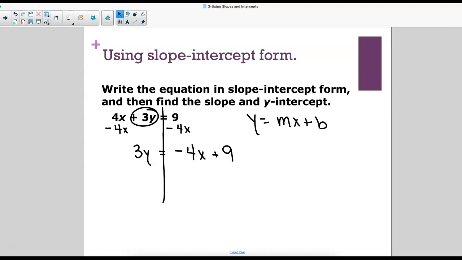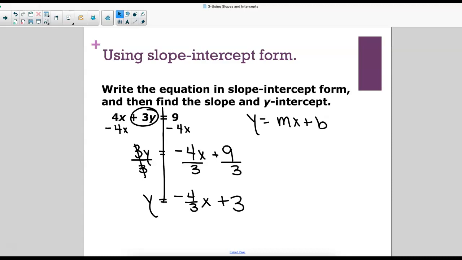Question so far. Now I have to get the y by itself. How do I get the y by itself? Go ahead, Ellie. Okay, now watch this. When I divide by 3, I'm going to divide each term by 3. So these are gone. We have y equals negative 4/3 x. What's 9 divided by 3? Plus 3.